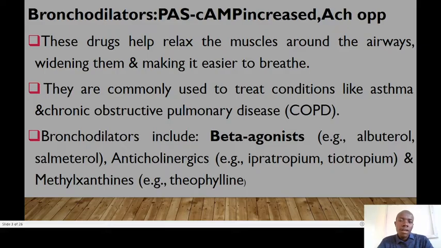So we could have beta agonist, as we had said, and for example albuterol, this is a short acting agonist, and salmeterol, this is a long acting agonist.